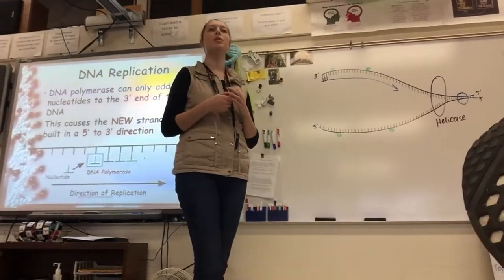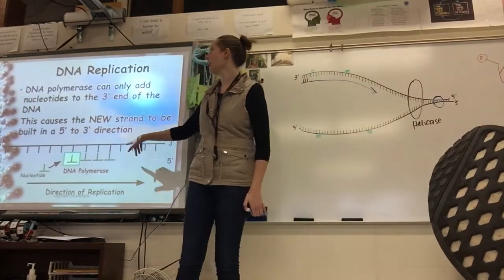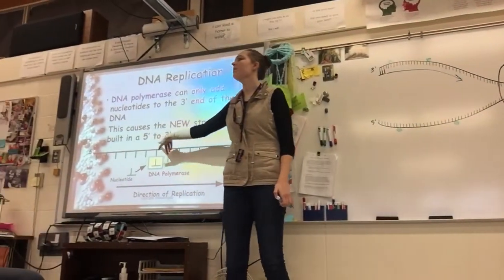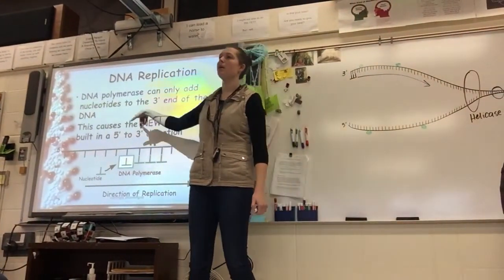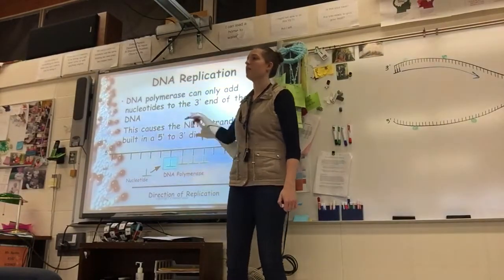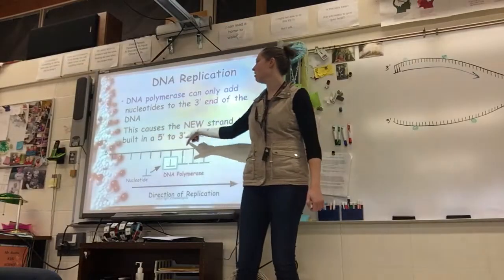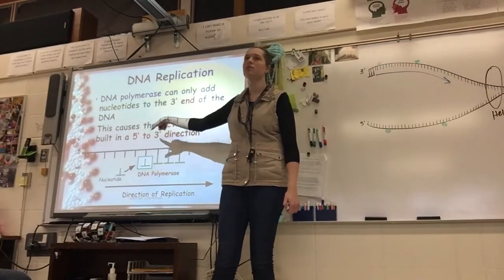The DNA polymerase that's adding on those nucleotides can only add them in a 5' to 3' direction. Put a big box around this or a star or highlight it. This is an important part here. Which one? That it's built in a 5' to 3' direction.